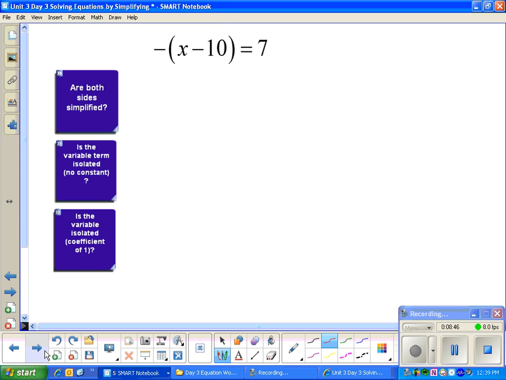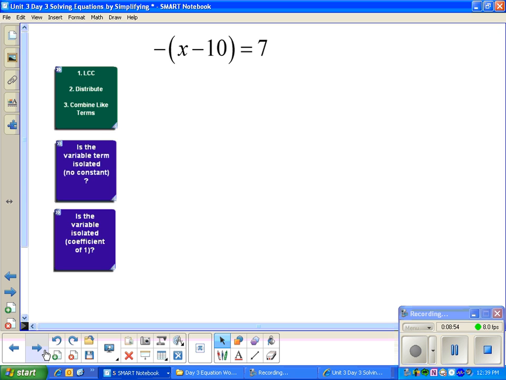Okay. Last one. Are both sides simplified? Let me see that side on the left there. That's not simplified. I've got a negative that I need to distribute to everything inside the parentheses. I know if there's a coefficient, I just distribute the coefficient. If there's a constant, I take that back.